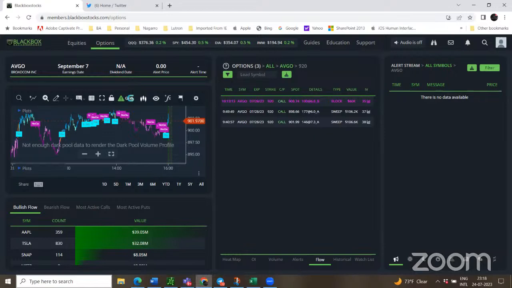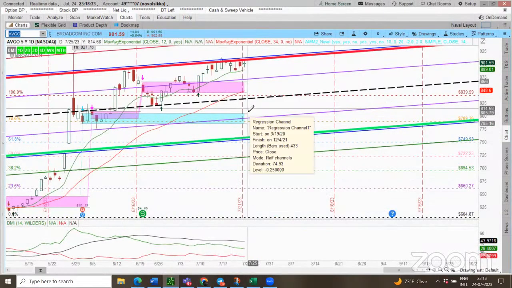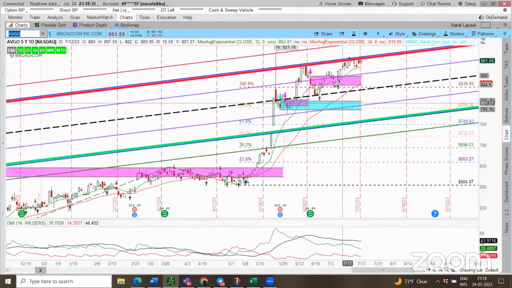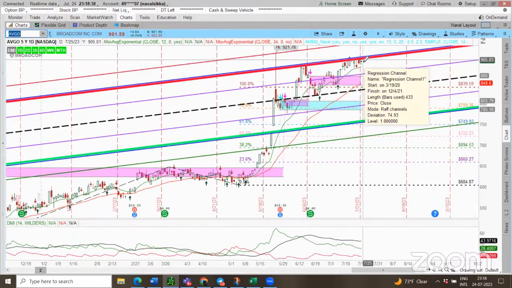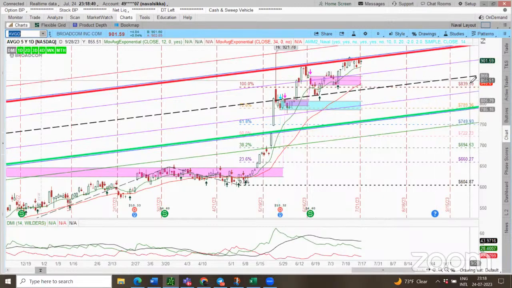AVGO needs to break out, and I think it should. It's holding this line, and the moment it breaks out, we are looking at all-time highs on AVGO.